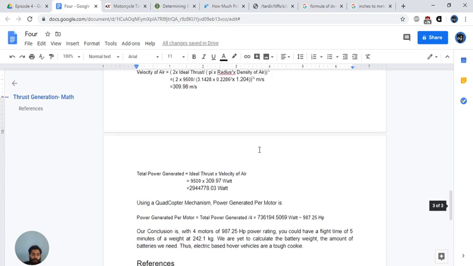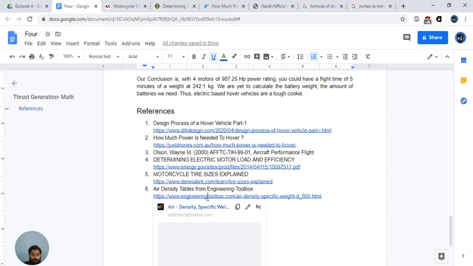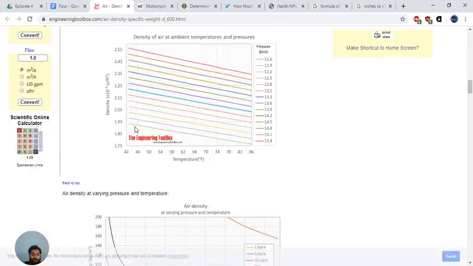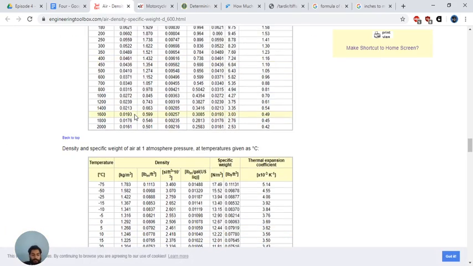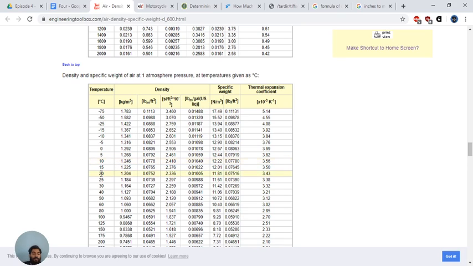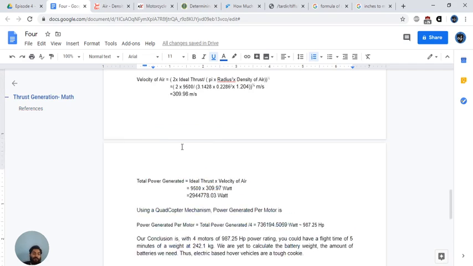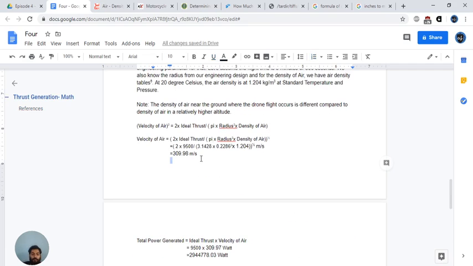Funny thing. The internet is such a good resource, and I'm going to talk to you about density of air. Air density changes with temperature, pressure and altitude. At 20 degrees Celsius, your air density is going to be 1.204. You can go with an ideal case, but for calculation's sake, I'm doing that. So doing this calculation right here, I'm going to do it for you.